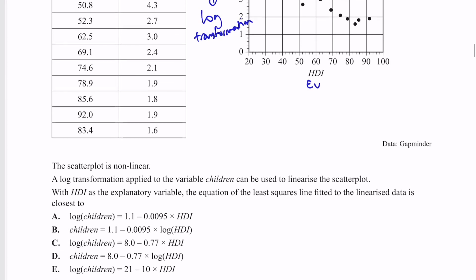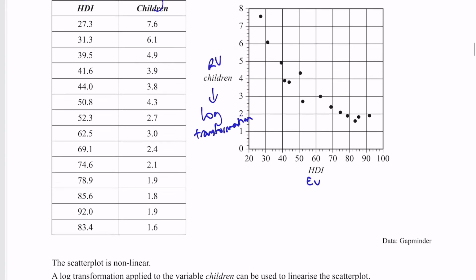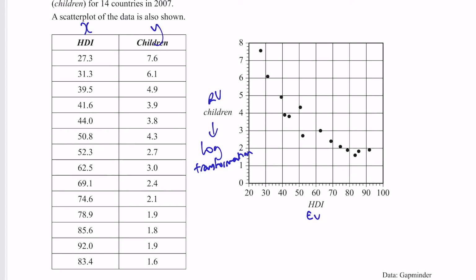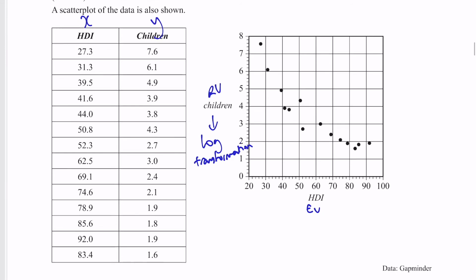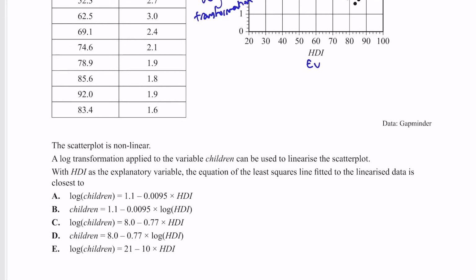Now, it wants us to find the equation of the least squares line. Firstly, what I know is that children is the RV, or Y, is on the Y-axis. So when I'm looking for an equation, children must be on the left side. So that's the first thing I go and check. And I say, okay, well, children is in A. Yep. B, C, D, E. That's all good. And HDI is on the X's, so that's all good as well.